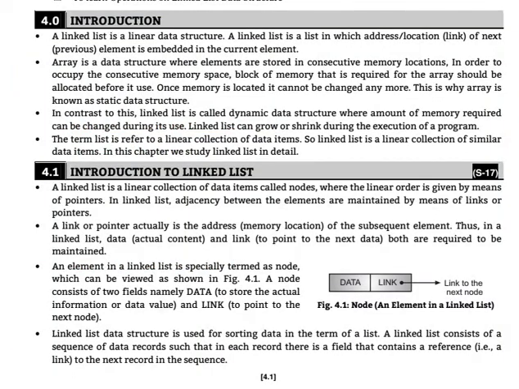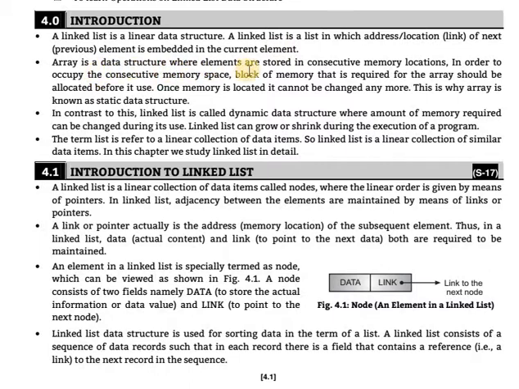First, introduction. A linked list is a linear data structure. A linked list is a list in which the address or location, also said as the link, of the next element is embedded in the current element. Okay, what is a linked list? A linked list is a list in which the addresses or links of the next elements are embedded, meaning connected, in the current elements.